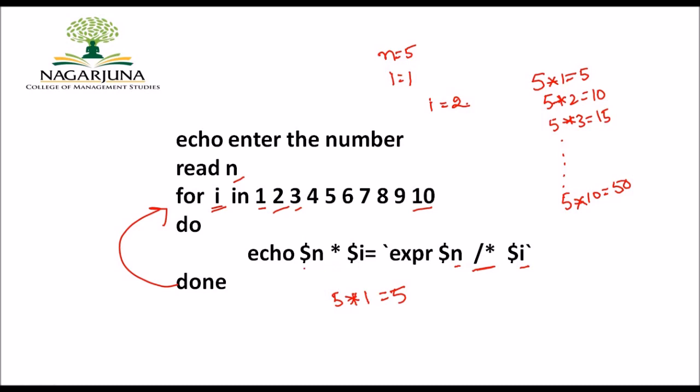Now again it executes this particular statement. So 5 into, now the value of I is 2, so that will be printed as it is, which is given in the echo command, and we have an expr, where expr is used to perform the arithmetic calculations. So this is your product operator. So 5 into 2 is 10, and again the control will be given back to your for loop, and this set of operations will be repeated till your I value reaches 10.